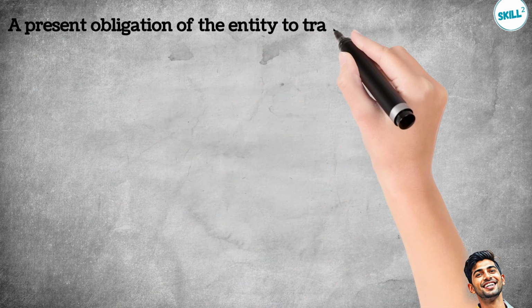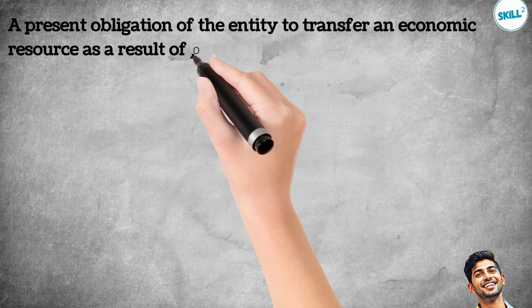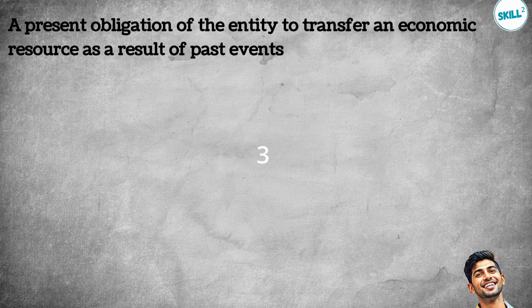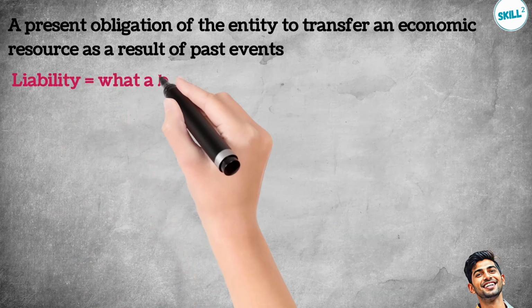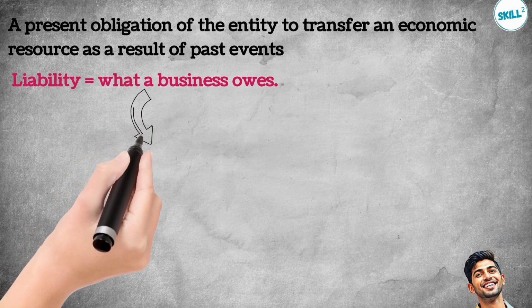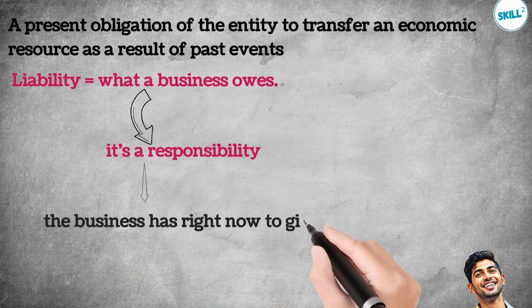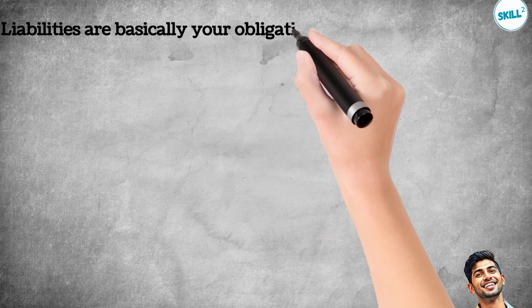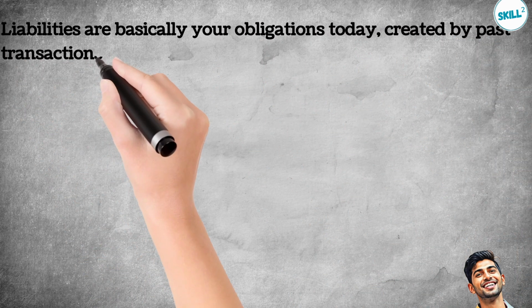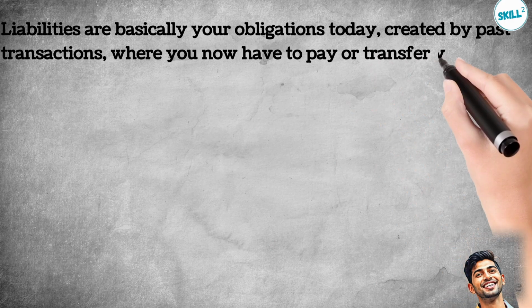Let's understand liability. What is liability? A present obligation of an entity to transfer an economic resource as a result of past events. Similarly to assets, liability has three different parts too. So, what are liabilities? Think of them as what a business owes. In simple terms, it's a responsibility. The business has to give something valuable to someone else. Liabilities are basically your obligations today, created by past transactions, where you now have to pay or transfer value.